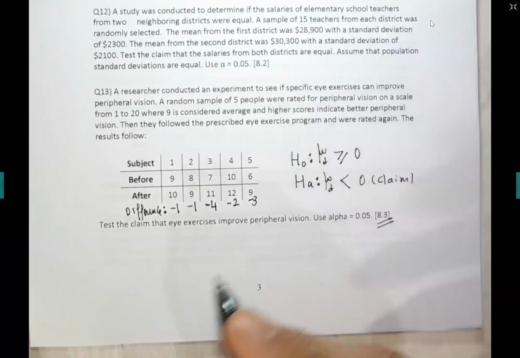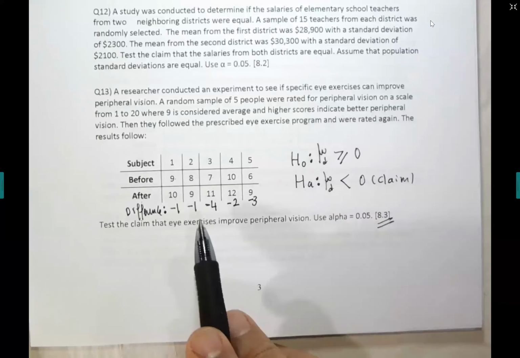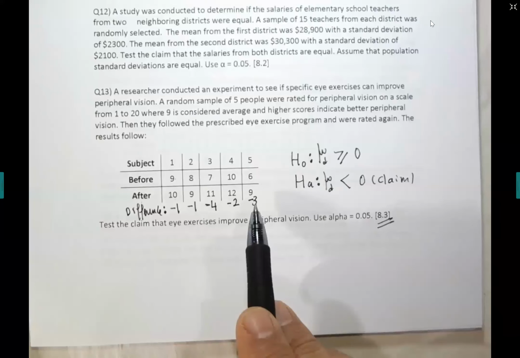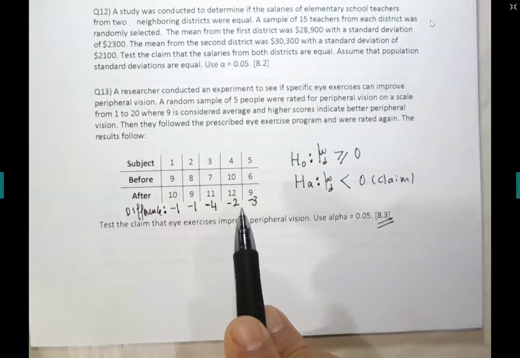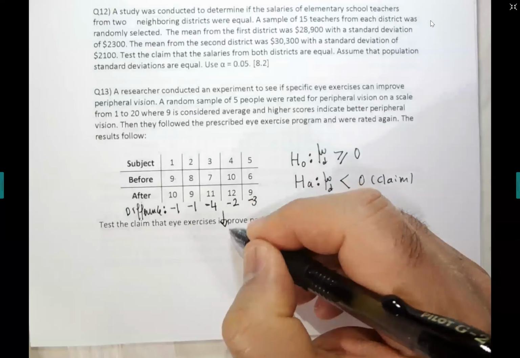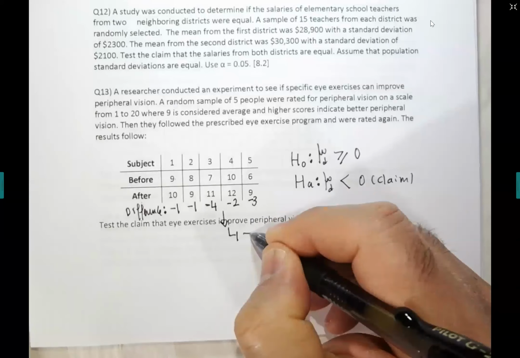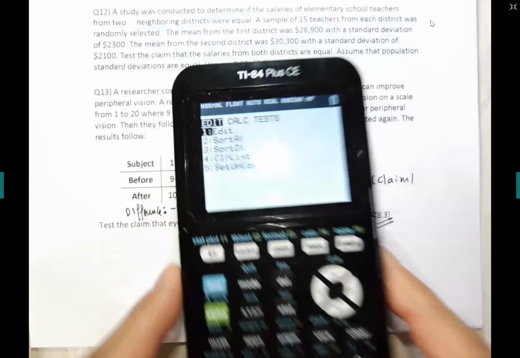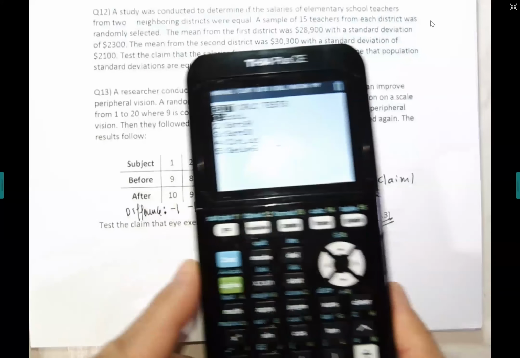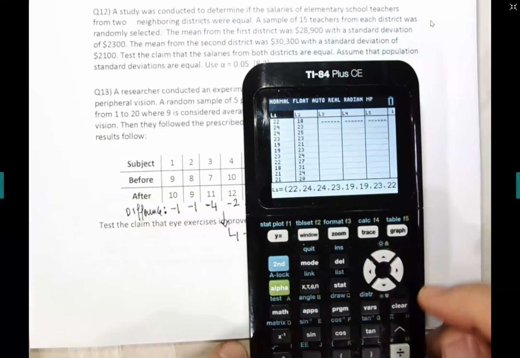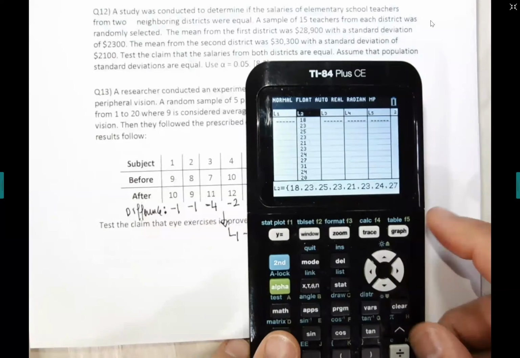Some students ask me when they did the homework, the system was asking them to find D-bar and find the standard deviation before they do the test statistic. I'm gonna show you how to do all of this. First of all, guys, I'd like you to put all of this in L1, the difference in L1. So let's do that. Let's do it together. So stat, edit. I'm gonna clear L1. I'm gonna clear L2 so I don't confuse you with this.